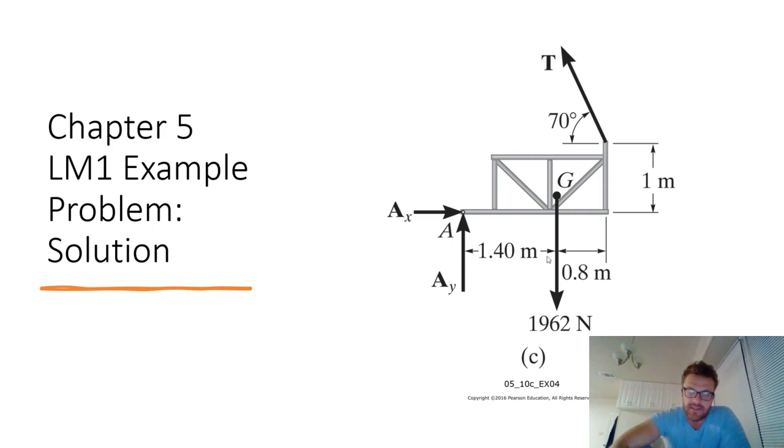Just note that the pin connection can oppose translational motion, so we have an unknown X and Y component. For the cable, we know that there's only one unknown since the direction is determined based upon the nature of that support. And don't forget the actual weight of the object, which is applied at the center of mass or the center of gravity.